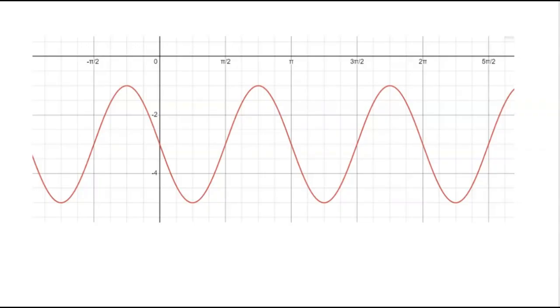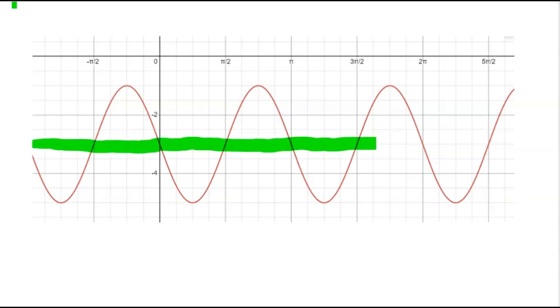All right, so here is that graph. So let's point out all these key features. First we see that midline at -3. And from that midline, we go up to our amplitude. We see the max goes up to -1 for any of those maxes, and it goes down to -5 for any of those mins.